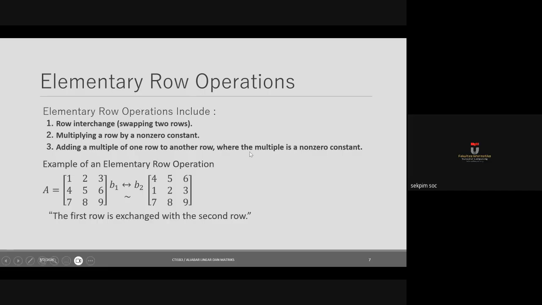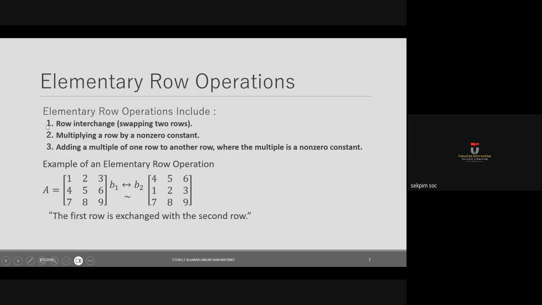Where the multiple is a non-zero constant for sure, because if it is zero, it remains the same. It doesn't change. I'll show you how to do these three. Suppose that we have matrix A like this. In the first row, it has 1, 2, 3. In the second row, we have 4, 5, 6, and 7, 8, 9 in the third row.